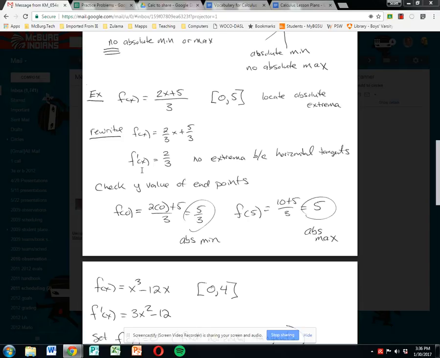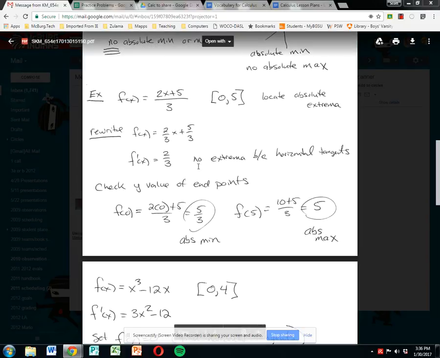So first of all, we set the derivative, which is just a constant, and we set it equal to 0. All right. When will 2/3 be equal to 0? Never. There are no critical points because of horizontal tangents. It just doesn't happen. All right.